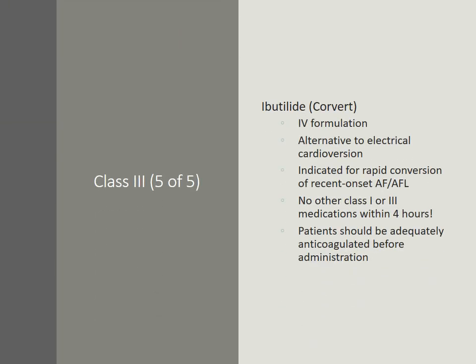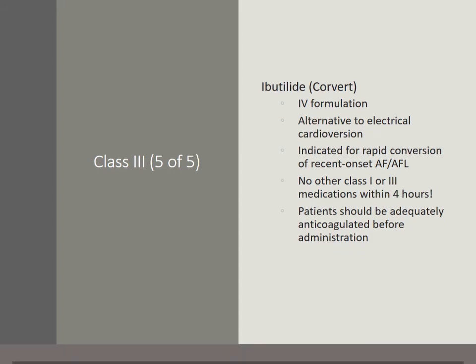Corvert. Corvert is an IV drug. It's an alternative to electrical cardioversion and indicated for rapid conversion of recent onset atrial fib and atrial flutter. The patient cannot have any other Class 1 or Class 3 medications within the last 4 hours, and patients should be adequately anticoagulated before administration.